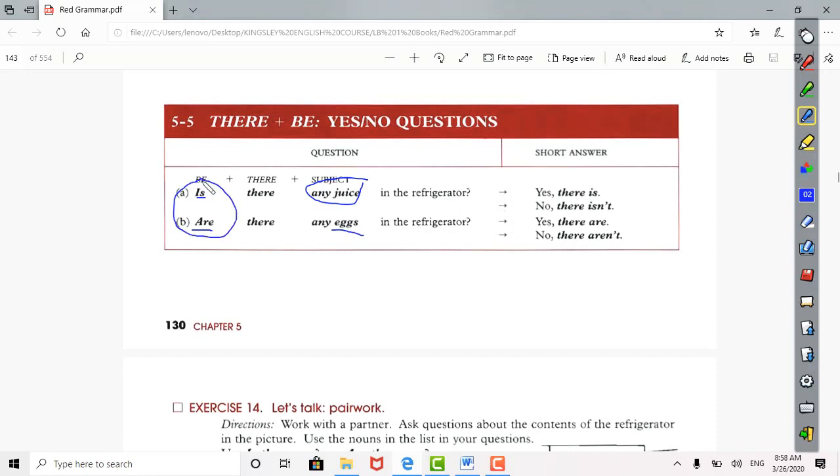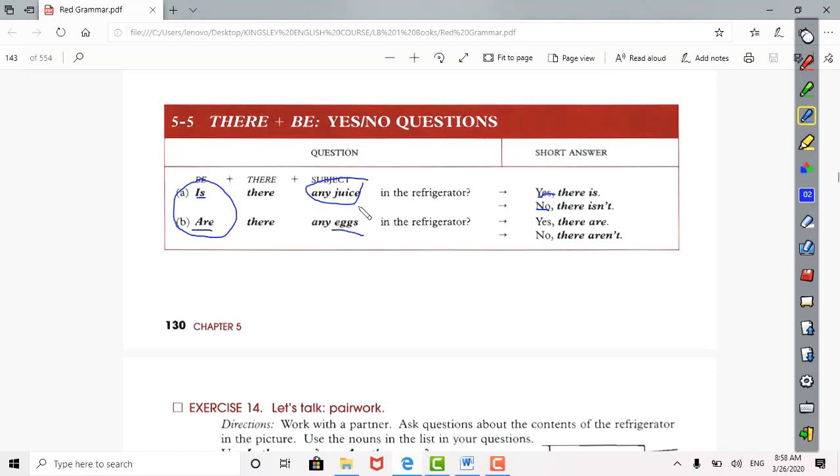For the answer, kita bisa jawab, we can answer by using a short answer, yes atau no. Is there any juice in the refrigerator? Yes, there is. Atau no, there isn't. Or this one, are there any eggs in the refrigerator? Yes, there are. No, there aren't. Something like that. So this is something that you have to understand.